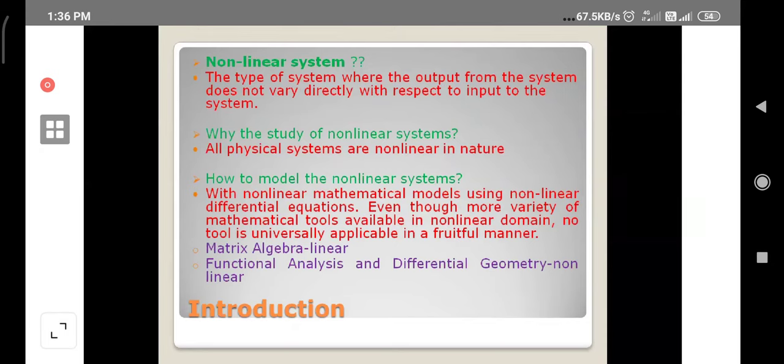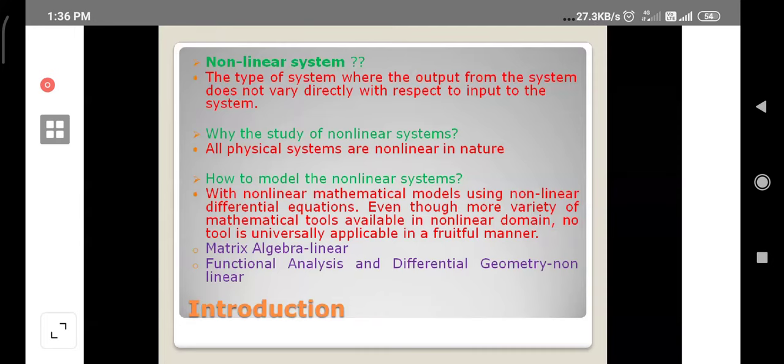Next, we move to the definition of a nonlinear system. A nonlinear system is a type of system where the output does not vary directly with respect to the input to the system. So input and output do not have a direct linear relation. Then the question arises, why do we study nonlinear systems? This is because all of the physical systems in the world are nonlinear in nature.